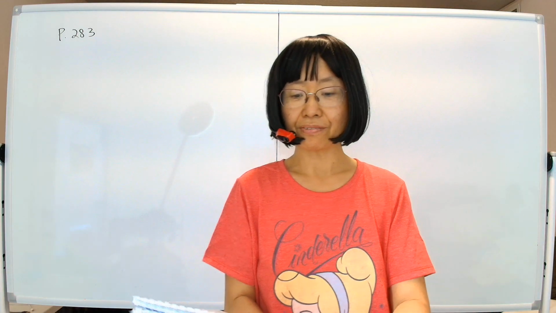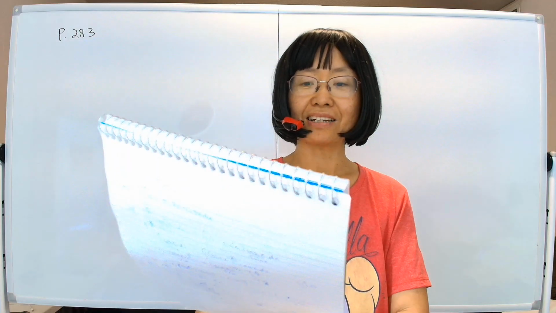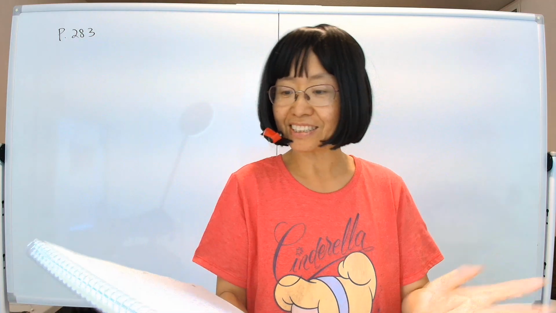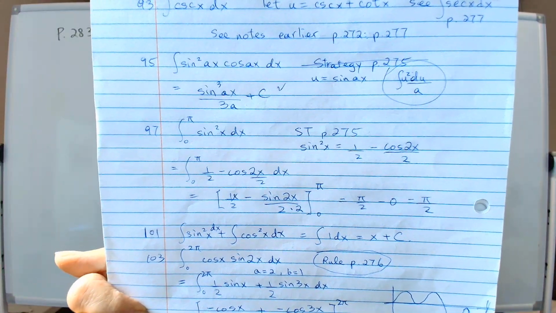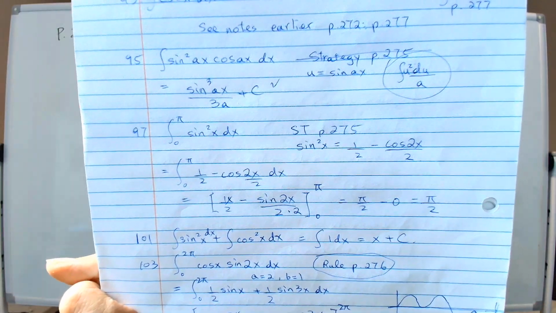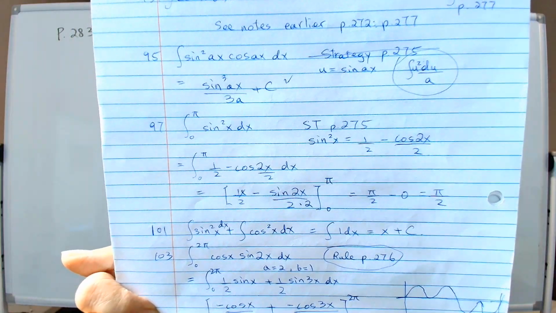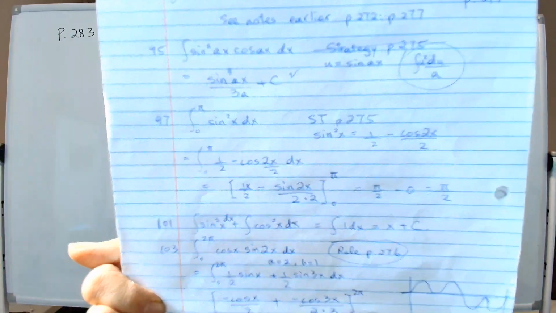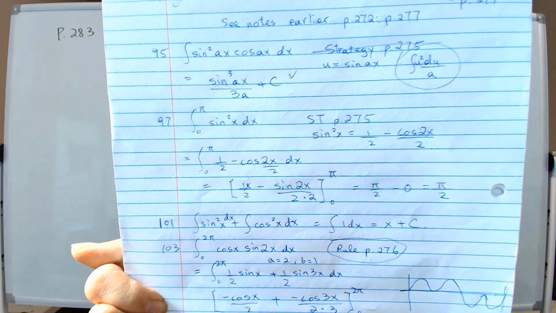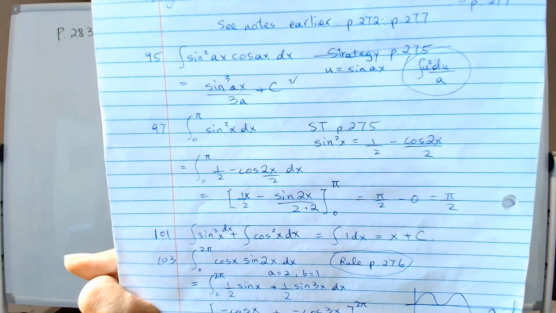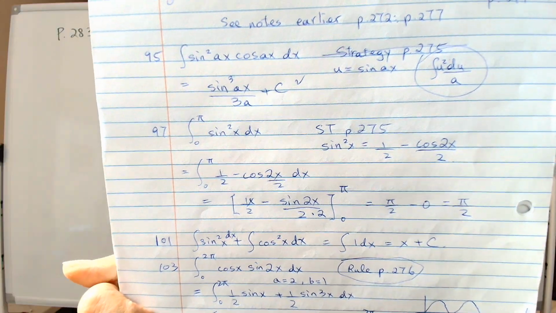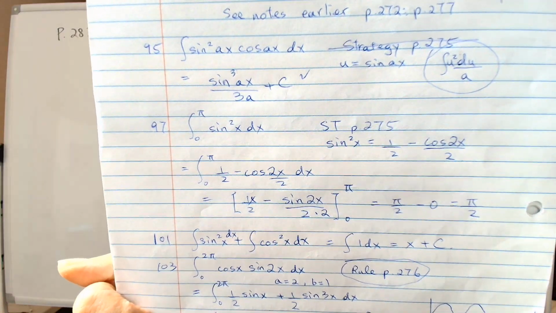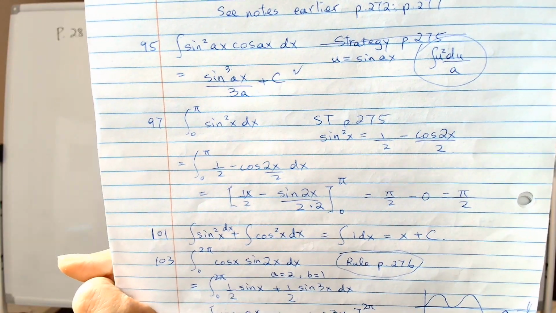Problem 95, another trick question. We've been doing the sine cosine strategy for a long time. Well, here's one that doesn't actually need a strategy. If you pull back a little bit and think about what this is. We have sine squared and then we have a cosine. Well, the derivative of sine is cosine, so the du is taken care of. If you let u equal sine ax, then you have to adjust for that a by dividing it out. And then of course there's a 3.